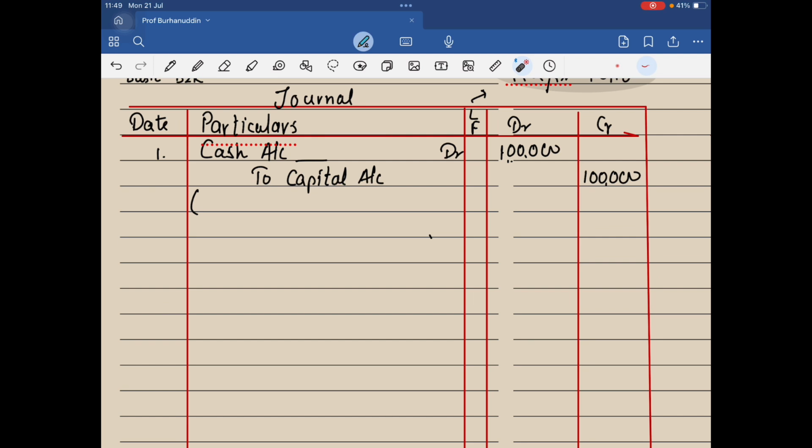You are learning this journal entry. You are studying this journal entry. You will be a pro in this, inshallah, in the future. You will also be able to understand. I am also able to understand. But there are people who are not from the commerce background. They do not understand what is a journal entry. Yes or no? Not everybody is learning accounts, right?